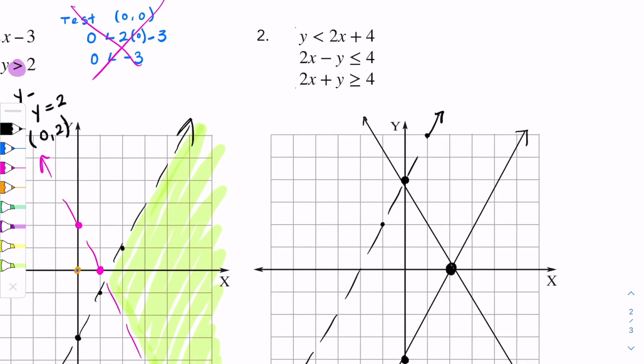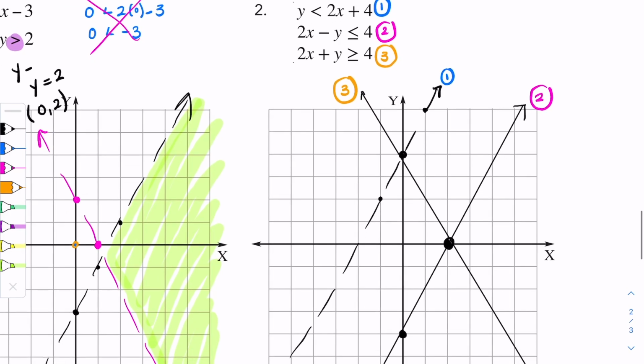Okay, now that I have all of my lines graphed, I'm just going to label them quickly. This was my first line. This was my second line. And if you notice, I did all my work in my head. I didn't write anything down. You are welcome to do that as well.